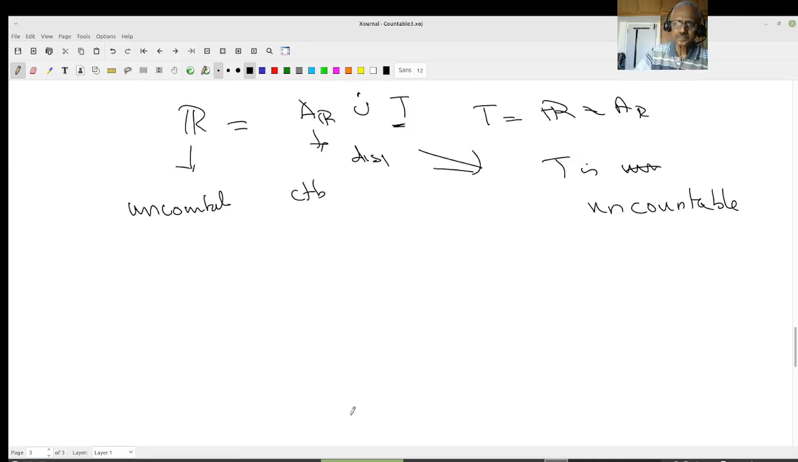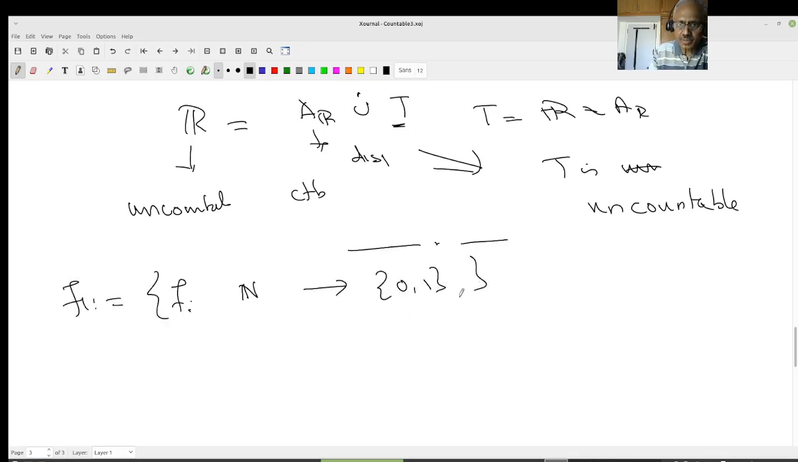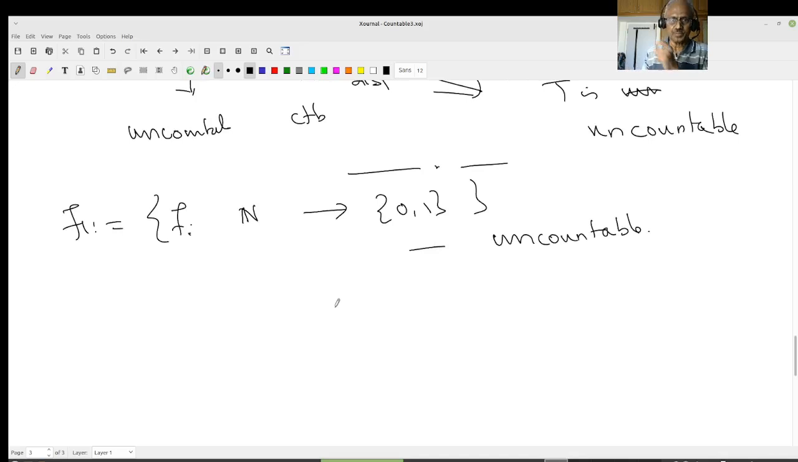Okay, we are going to do one more thing. Let's go back. Now let's look at the set of functions from the natural numbers to {0, 1}. All functions. This is my set. I say this set is uncountable. This is a very often used fact. In fact, I can simply say it follows from an earlier result, but let me give you a direct proof.